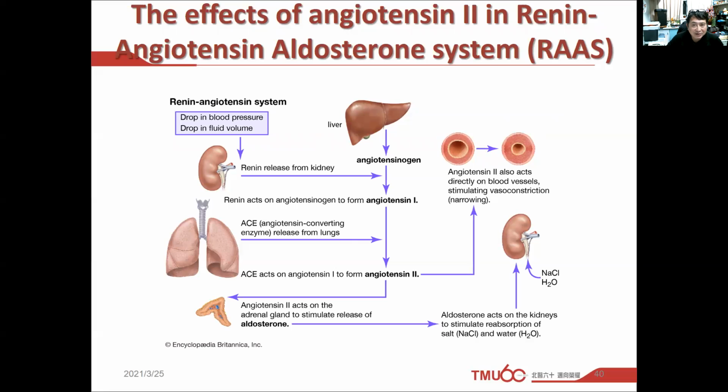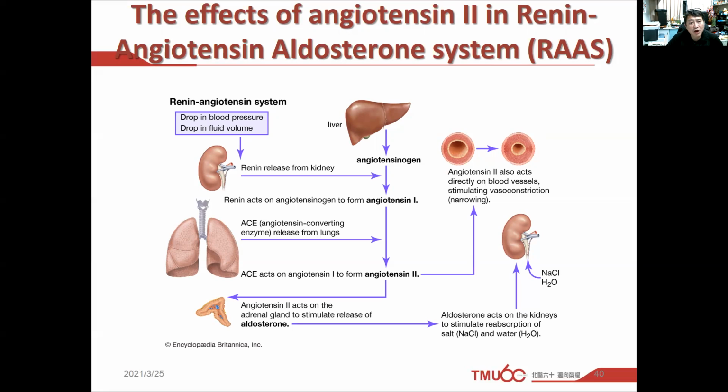The full name is the renin angiotensin aldosterone system. This system is very important to maintain our blood pressure and fluid volume. For example, during dehydration or lower blood pressure, our liver will release a chemical substance, angiotensinogen.